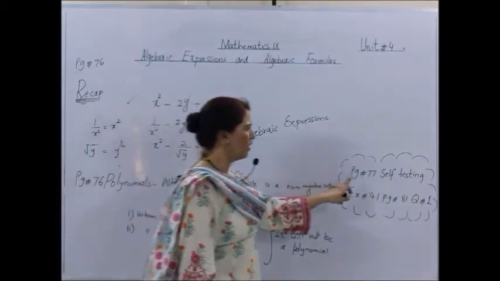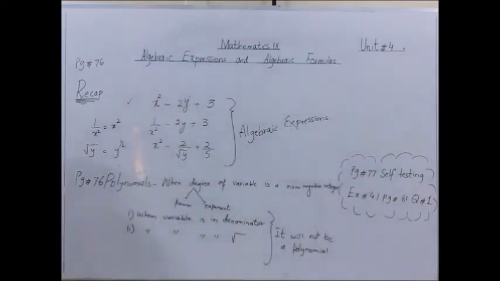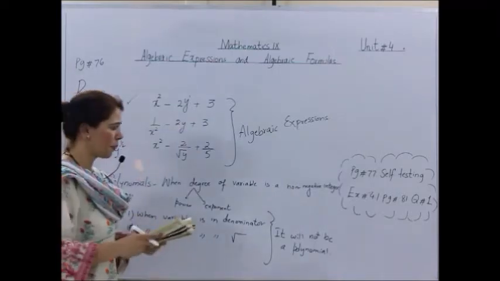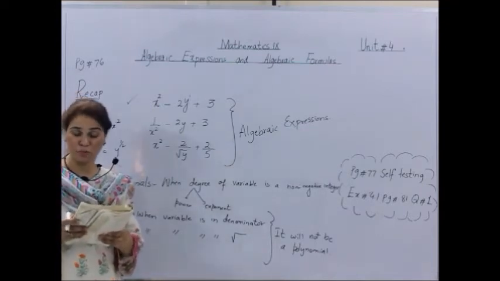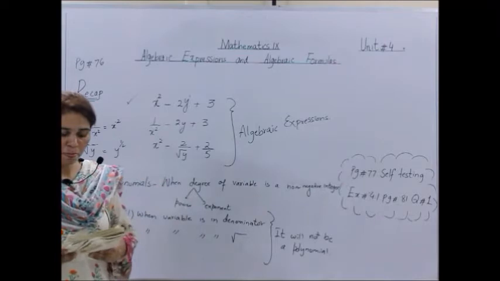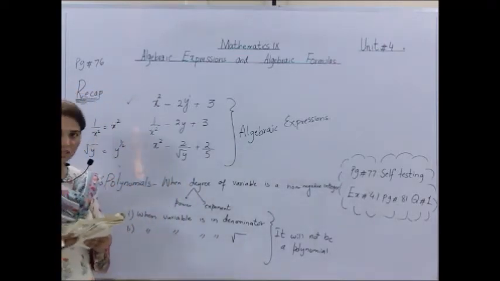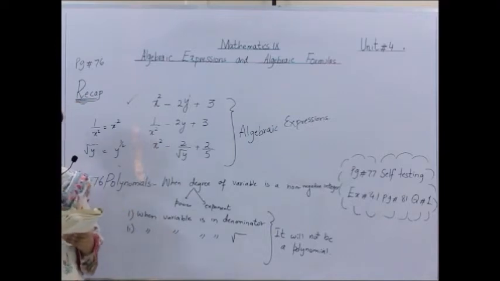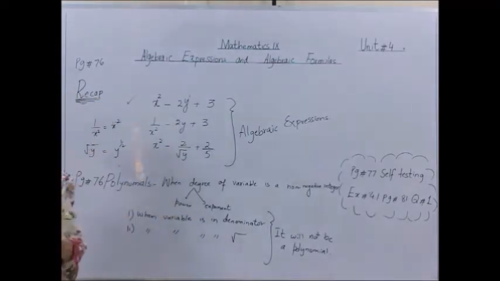Okay, now come to page number 77, self-testing. Open your books, all of you, dear students, and see: justify the following as polynomials or not a polynomial. Look at question number 1. 3x square plus 8x plus 5, x square and x power 1, both are non-negative integers, so it is a polynomial.